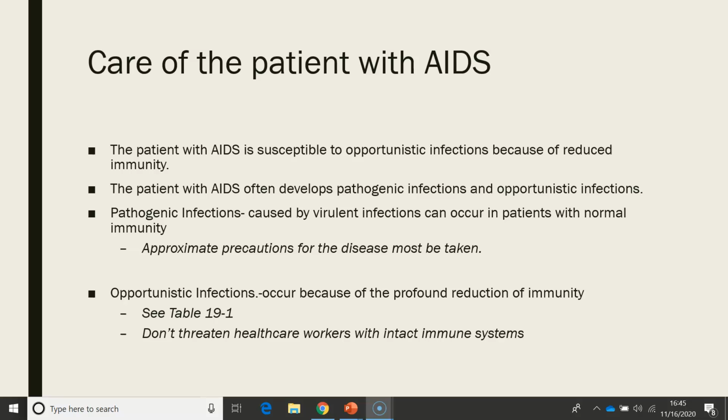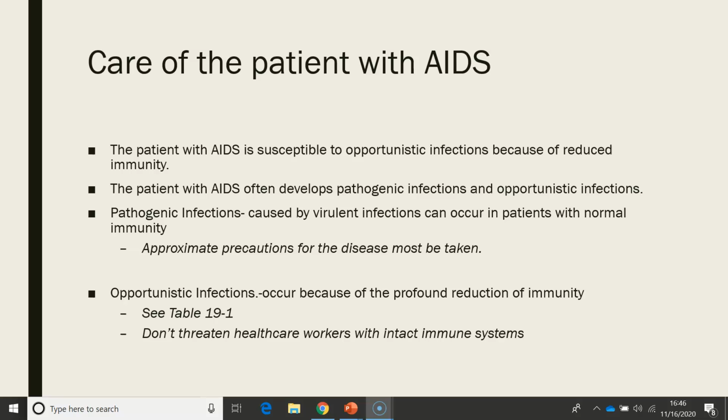Now, care of the patient with AIDS. The reason I'm differentiating here between HIV and AIDS is if the patient has a low viral load and their CD4 plus T cell count is greater than 500, you truly treat them no differently than you would any other patient using standard precautions. And there's no special treatments that you need.